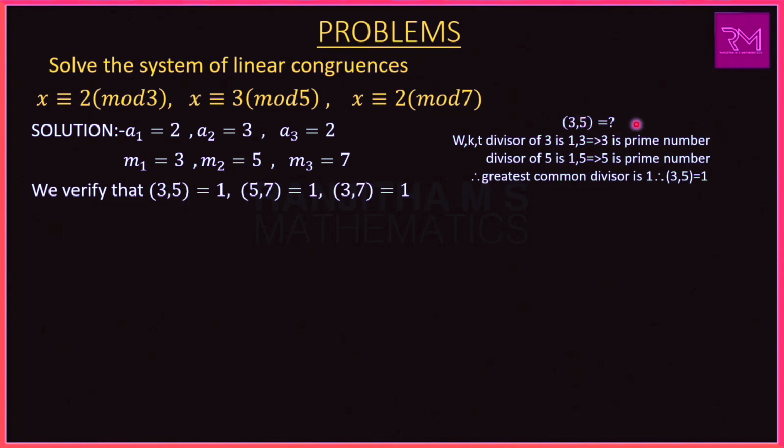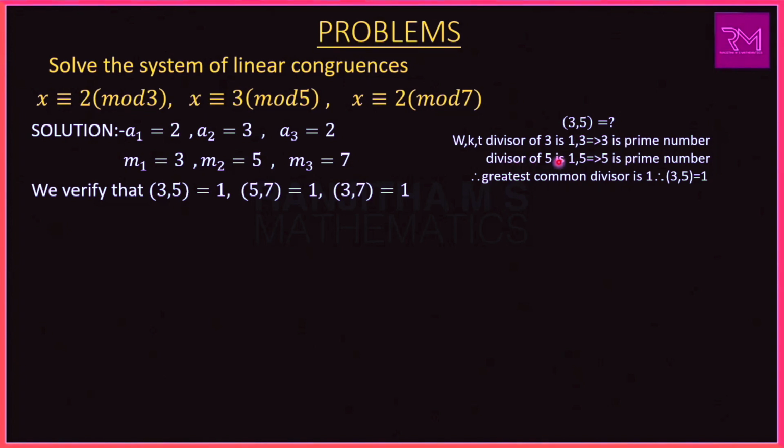The GCD of 3 and 5 is nothing but the greatest common divisor of 3 and 5. We know that 3 is divisible by 1 and 3 itself. So the divisors of 3 are 1 and 3. By the definition of a prime number, a number which is divisible only by 1 and the number itself is a prime number. So the divisors of 3 are 1 and 3 itself, and we can call 3 a prime number. For a prime number the divisors are 1 and the number itself.